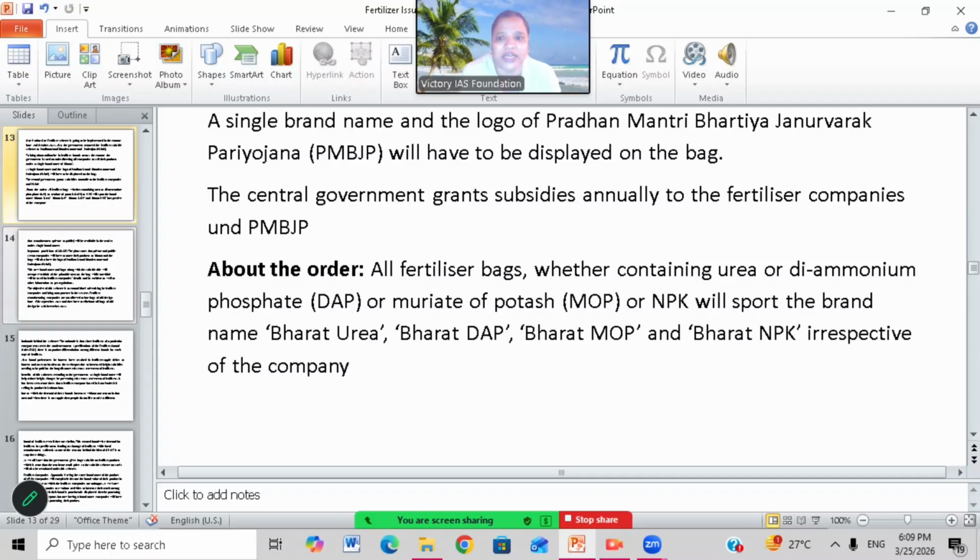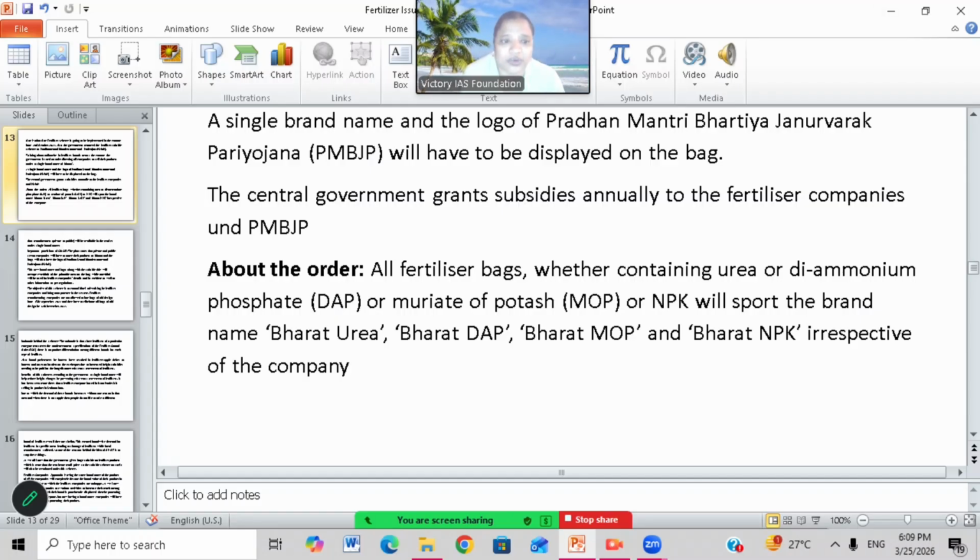The central government grants subsidies annually to the fertilizer companies under PM-BJP. Generally, the central government is giving subsidies to all fertilizer companies, but the profit is going to only one particular fertilizer company. So what is happening? The government subsidy is also going to waste. Other companies are incurring losses, and government brands are incurring losses. So that's why the government wants to replace all fertilizers under a single name.